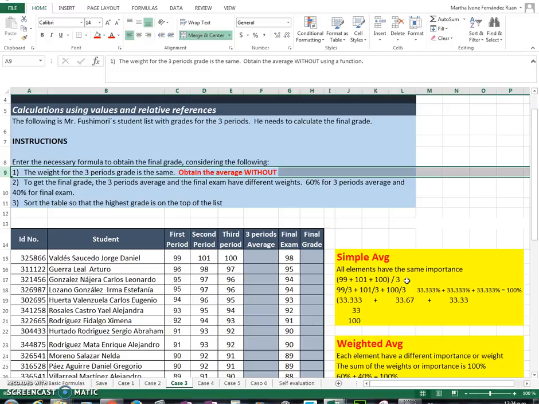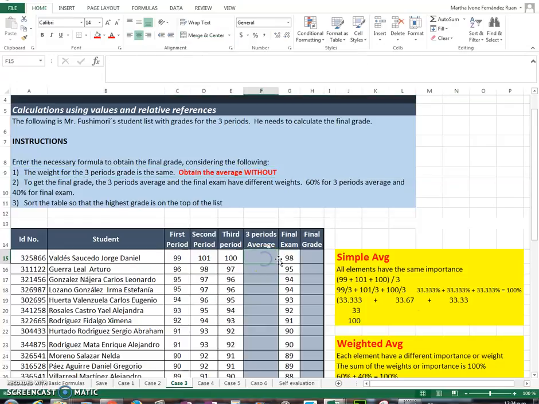Divided by 3 meaning that each element has the same importance, like having a 33% multiplying each one of the grades. So let's do this. Equals, open parenthesis, the grade of the first period plus the grade of the second period plus the grade of the third period. Close the parenthesis and then divide it by the 3 elements. It's very important that you always remember to use the parenthesis or your answer is going to be wrong.